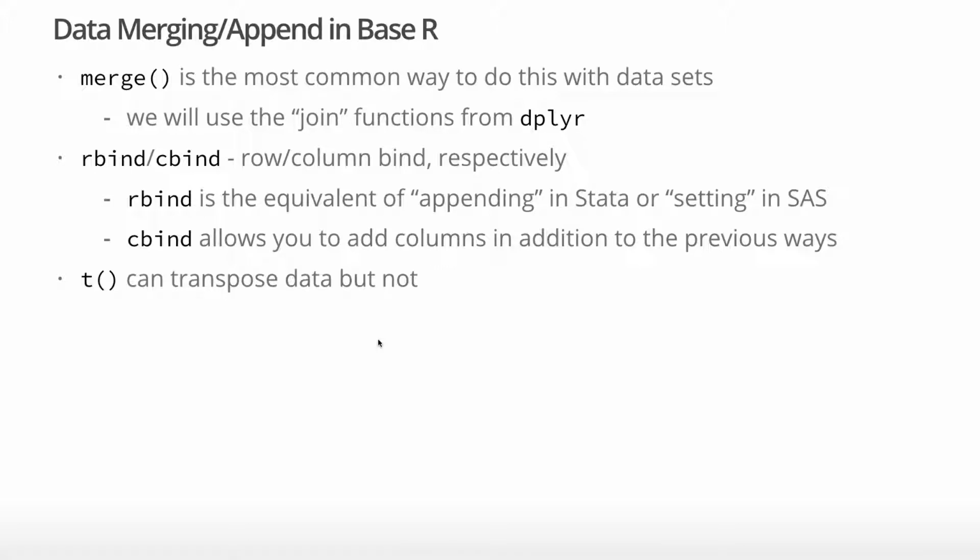There are functions called rbind and cbind, which allow you to bind something via the columns or the rows of a data set. So rbind is the equivalent of appending in Stata or setting in SAS. Cbind allows you to add columns in addition to the previous ways you've done. For the most part, though, you should use these with a high level of caution, right? Because you better be sure that what you're binding together is binding the right way, because it doesn't have the same level of checks that the joins do.